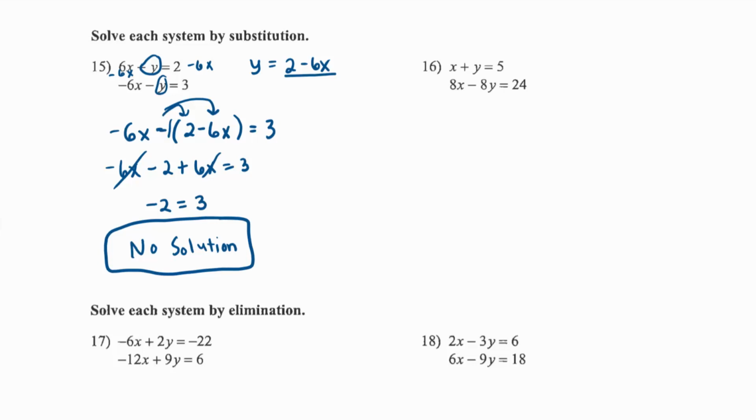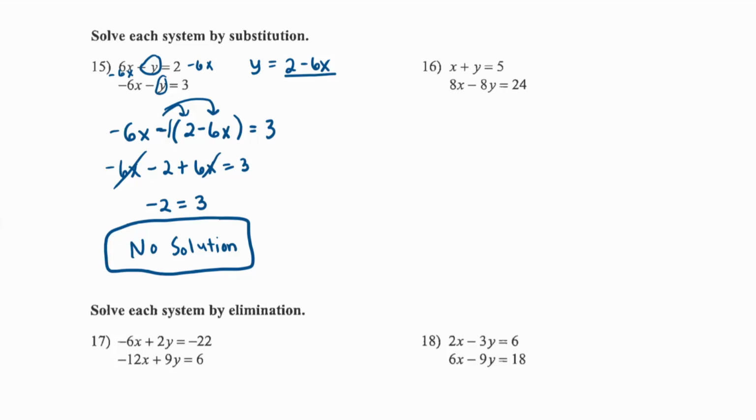Most of our problems should end up being points, like 2,5 or something like that. But one special case is no solution, where the variables go away and then you get a statement that's not true. The other situation that we can have happen that is not a point is infinitely many solutions, and that's where our variables cancel, but we have something that is true, like 0 equals 0.